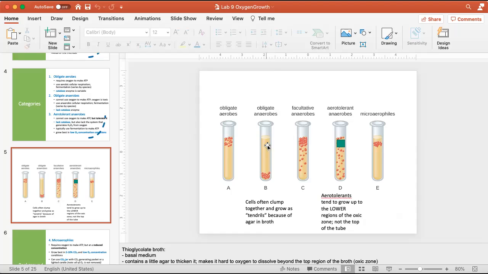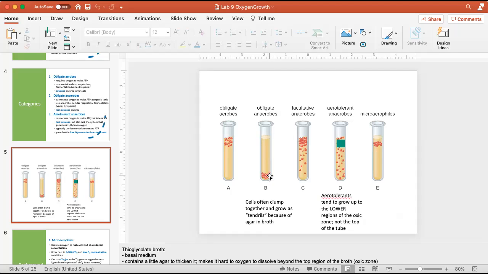The very top part, generally about a quarter to maybe a fifth of the volume, is where the oxygen is going to be. So we call this the oxic zone. And then the rest of the tube is called the anoxic zone, or without oxygen.